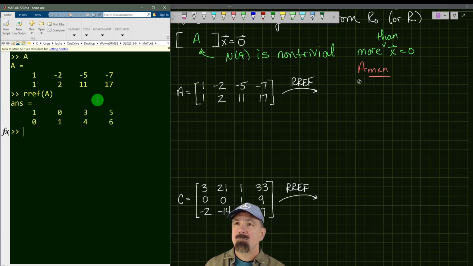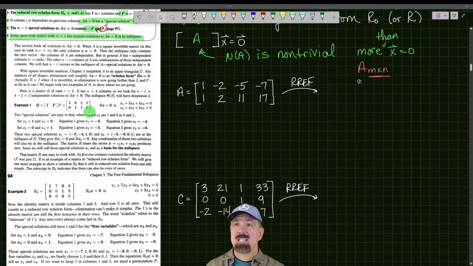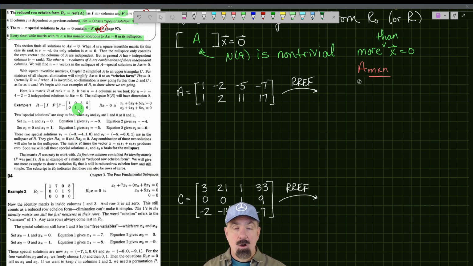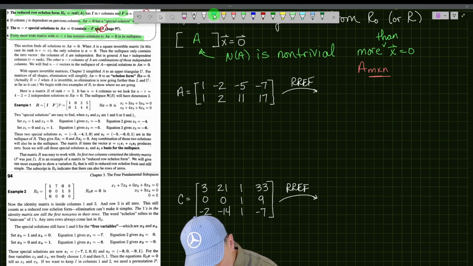So let me throw this up. This is the RREF for A. And that's all there is to it. It matches exactly with what's in here. And he makes the comment in here that, hey, all the RREF is really doing is Gauss-Jordan elimination. That's what RREF is. It's executing Gauss-Jordan elimination. So let me just write this down quickly.